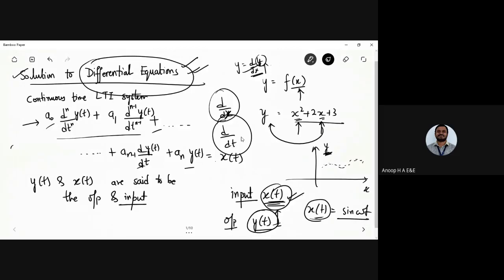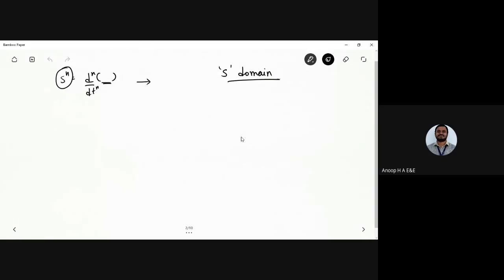So a0, a1 and so on are generally the constants associated with the differentiator operator that is present there. So you have a0, a1, an-1, an, and so on. All of these are the coefficients of the differentiator operator. Okay, so now how can I write this?